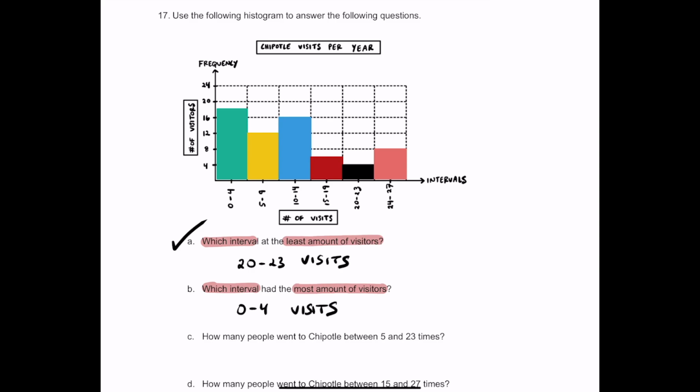How many people, that's part B. Part C, how many people went to Chipotle between 5 and 23 times? So 5 is here, and where does 23? 23 is over here. So I think we had 12 people, 16 people, 6 people, and 4 people. So 12 plus 16, that's 28, plus 6 is 34, plus 4 is 38, I think that's right, equals 38 people.